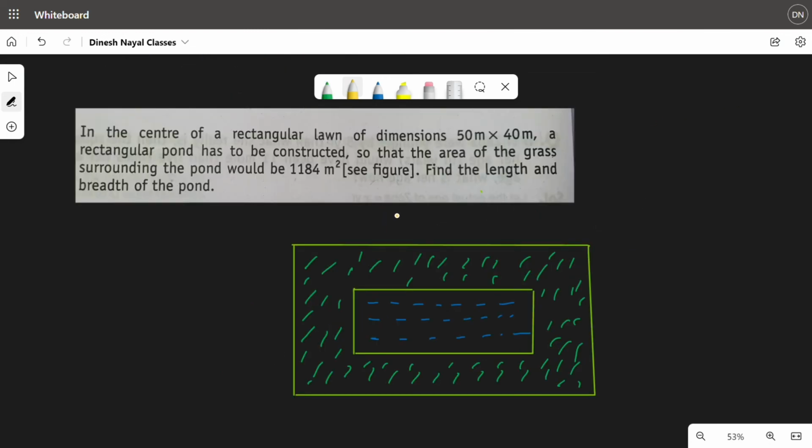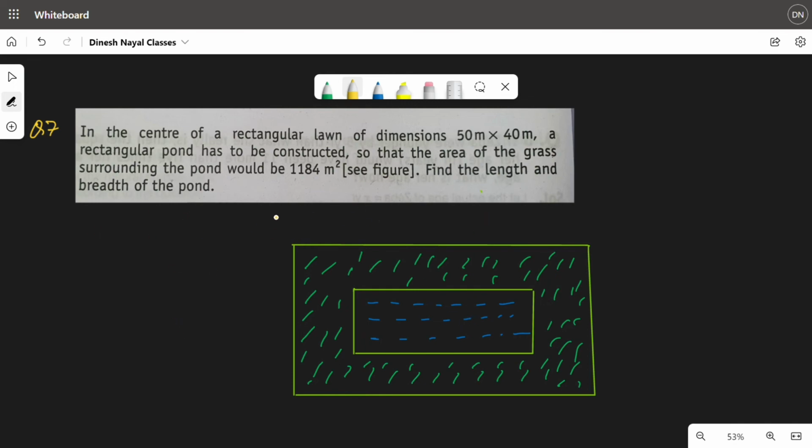Now coming to the next question, question 7. Question 7 is, in the center of a rectangular lawn of dimension 50 meter by 40 meter, a rectangular pond has to be constructed, so that the area of the grass surrounding the pond would be 1184 meters square. See the figure. Find the length and the breadth of the pond. So you can see the pond is situated at the center of the grassland.